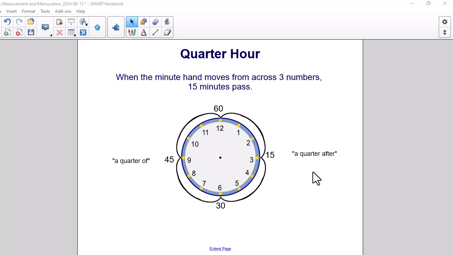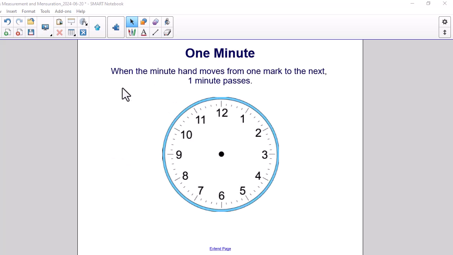In some regions of the world, you'll hear the phrase a quarter after or a quarter of. A quarter after means that you're 15 minutes after the hour or 1/4 after the hour. If you hear somebody say a quarter of, that means you have 15 minutes until, or 1/4 of an hour until the hour changes.